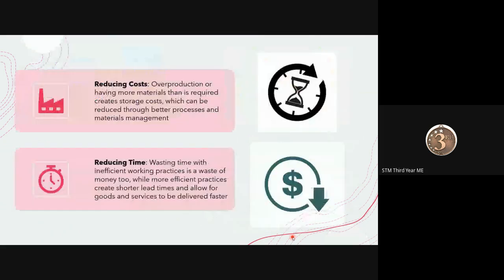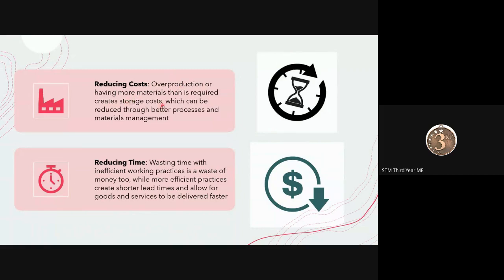Next comes reducing cost. Some costs are incurred during the manufacturing process. I told you about the various costs that are incurred. Overproduction, or having more materials than required, creates storage costs. That is what we studied in the last module, the inventory holding cost. Such a thing happens only because of overproduction. Due to overproduction, we have to store the products in inventory.